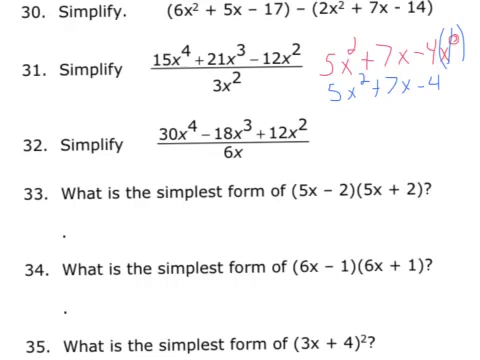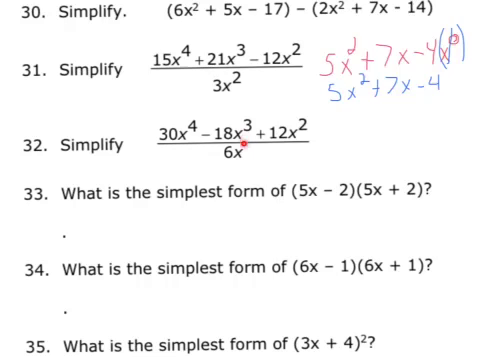Okay, for 32, same principle here. We are just dividing, so we divide the coefficients, or the big numbers, and then we're going to subtract the exponents. Okay, on the top, it's easy to see them. I have 4, 3, and 2. And on the bottom, even though we don't see a number, anything just written by itself would be to the first power. So this is 6x to the first power.